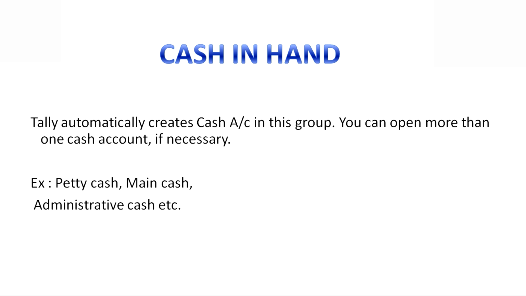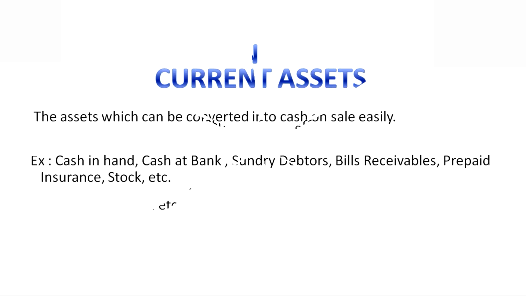Next, we are going to understand cash in hand. Tally automatically creates a cash account in this group. You can open more than one cash account if necessary. Examples for cash in hand are petty cash, main cash, administrative cash, etc. Next, what is current assets? The assets which can be converted into cash on sale easily. Examples for current assets: cash in hand, cash at bank, sundry debtors, bills receivable, prepaid insurance, stock, etc.